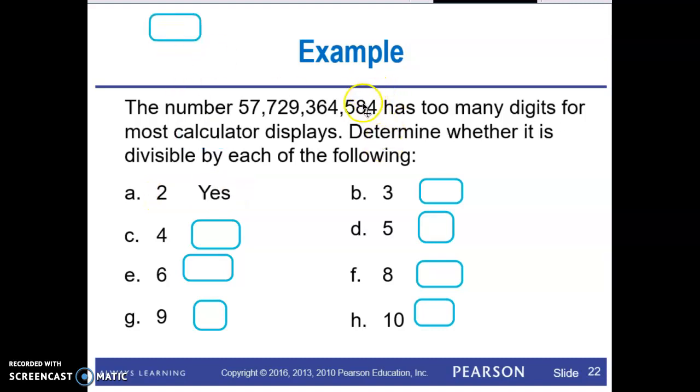Yes, it is. Remember, for 2, I only have to look at the last digit, and if that last digit is even, then the number itself is even, and therefore it is divisible by 2.